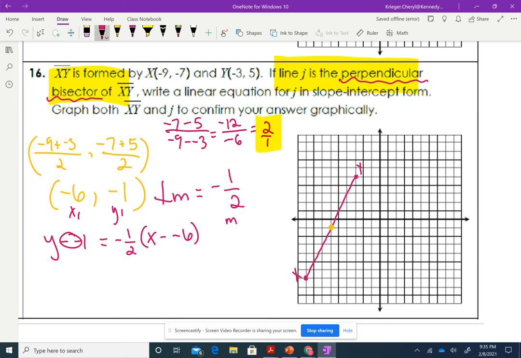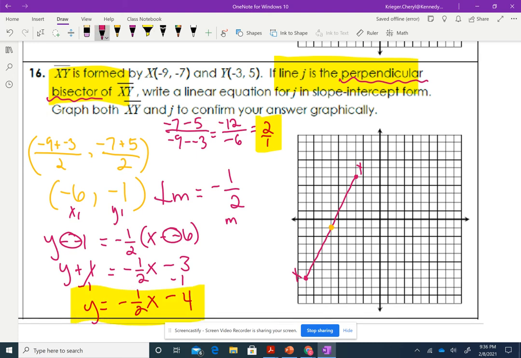Okay, I have a couple double negatives here. y plus 1 equals -1/2 x. Negative times positive is negative, and 1/2 of 6 is 3. Almost there. We're going to subtract 1 on both sides, and we get y equals -1/2 x minus 4. All right, so that will hopefully be our answer.